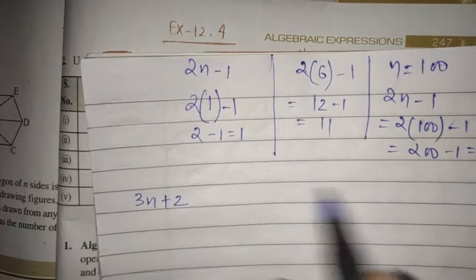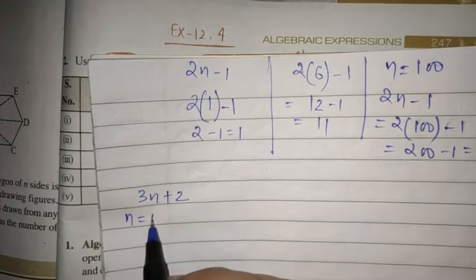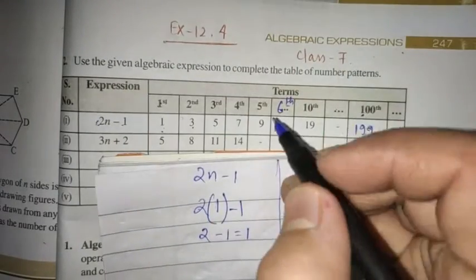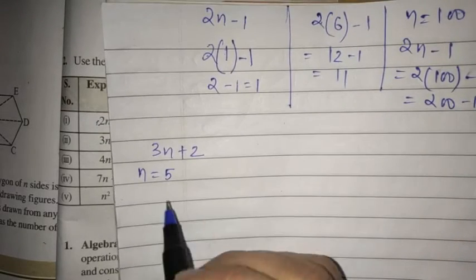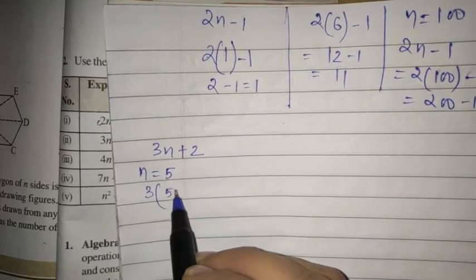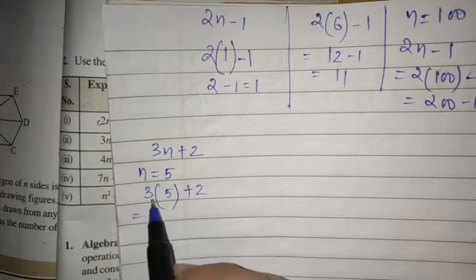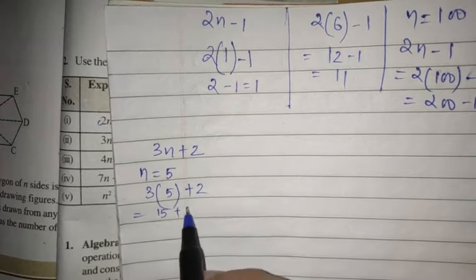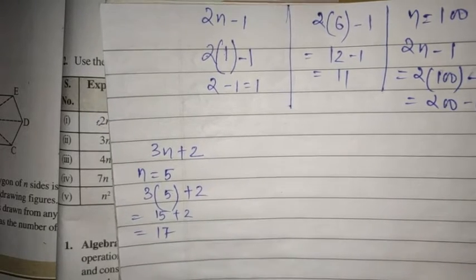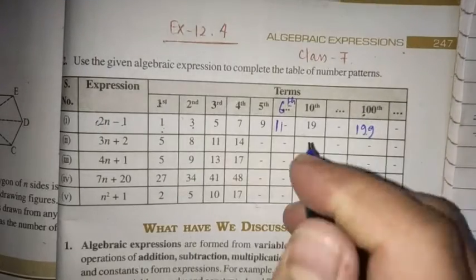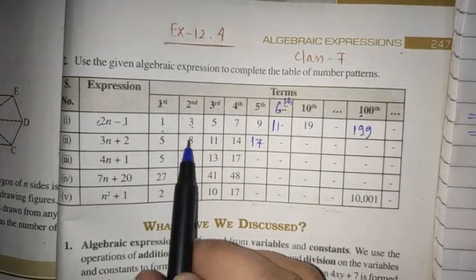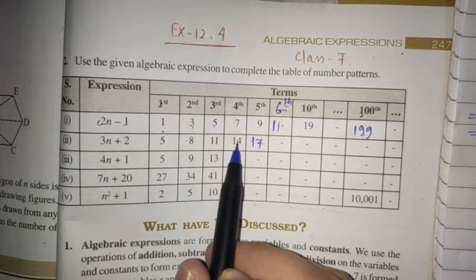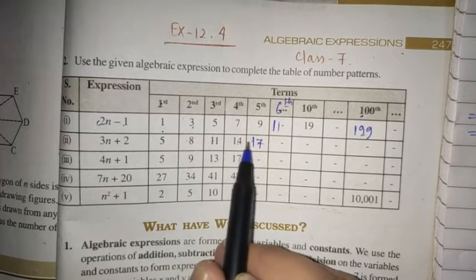Then what will be the value of n? When n is equal to 5, that is, you have to find the fifth term. So put n equal to 5. Then 3 fives are 15, plus 2 is equal to 17 would be the answer. So just see the gap: 5 plus 3 is 8, 8 plus 3 is 11, 11 plus 3 is 14, 14 plus 3 is 17. So the sequence is correct.